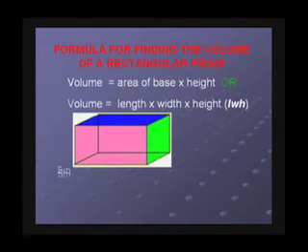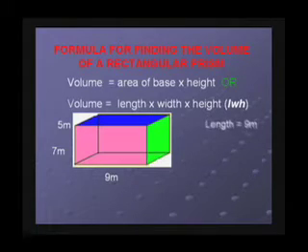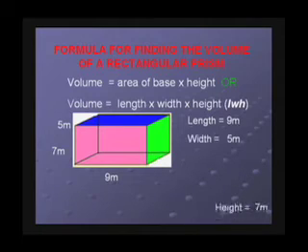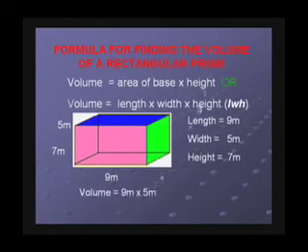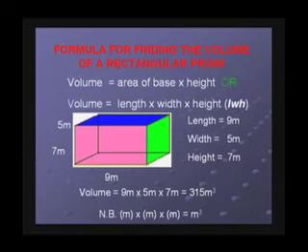Looking at this rectangular prism, the width is 5 meters. The height is 7 meters. And the length is 9 meters. Therefore, plugging in these values into our formula, 9 meters times 5 meters times 7 meters gives a volume of 315 cubic meters.